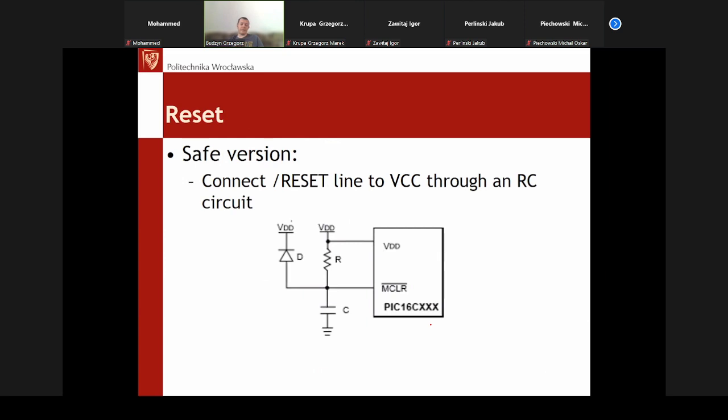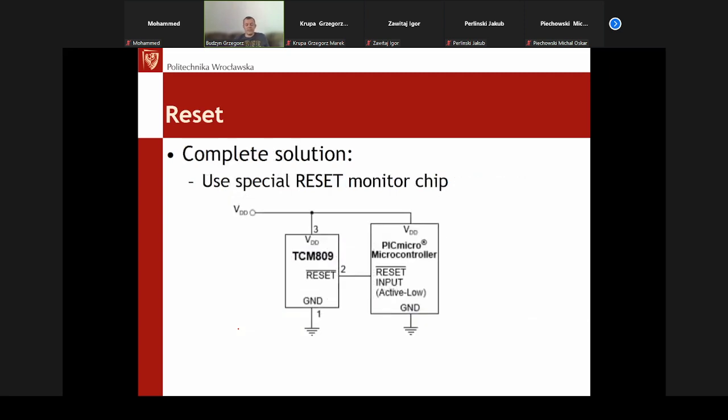The same version is to do it like this one with an additional diode for damping the overvoltage, because this diode is for protecting the reset circuitry against overvoltage, against spikes exceeding VDD. It's a very safe version. In my opinion, that's not really so necessary.